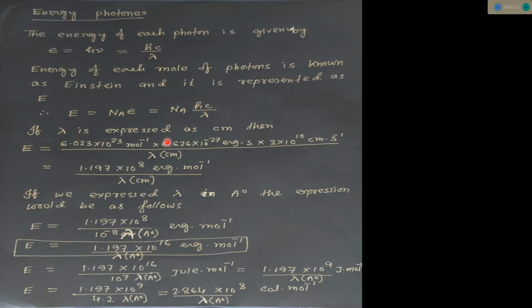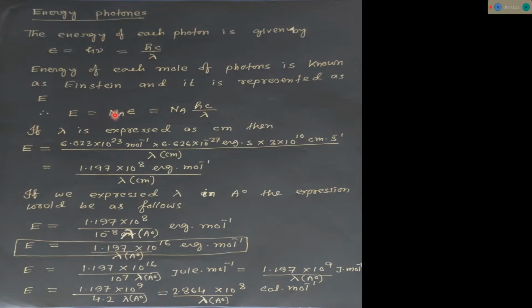From the basic concepts in physical photochemistry, I think we all know how to calculate the energy of photons. Each mole of photons is called an Einstein. The energy of one photon is h nu, that is hc by lambda, where lambda is the wavelength of the radiation used. Energy of each mole of photons means Avogadro number of photons, which is known as Einstein and represented as capital E.